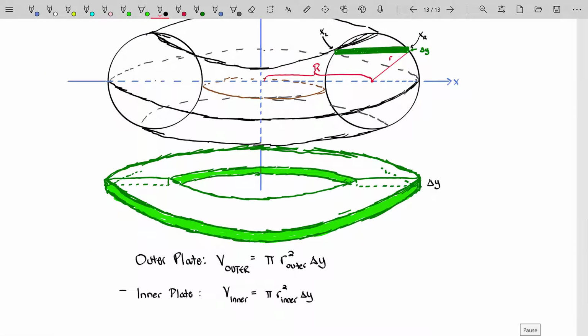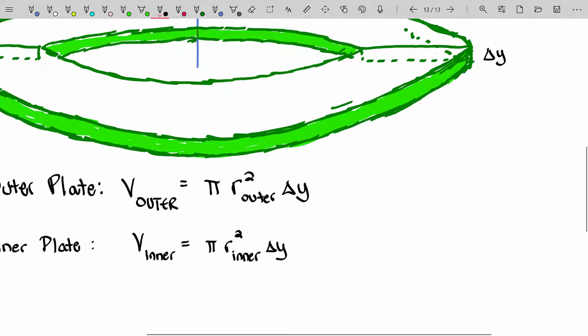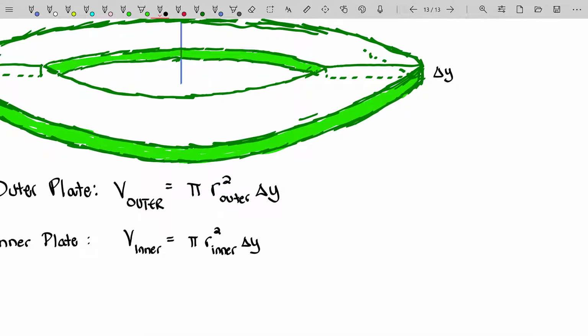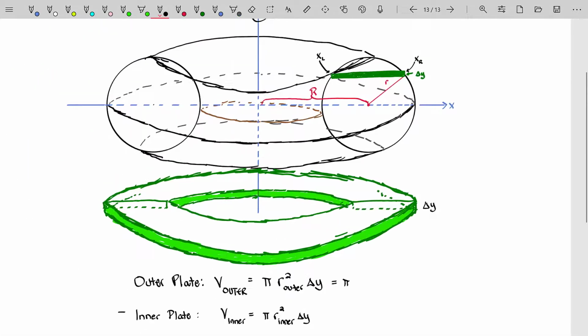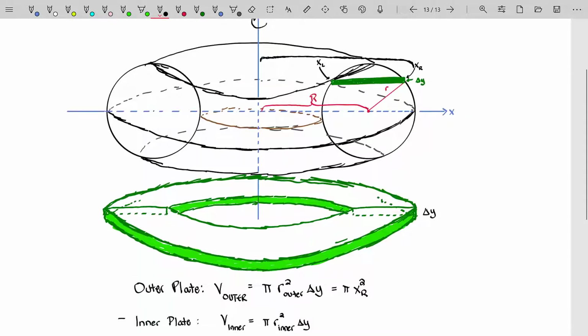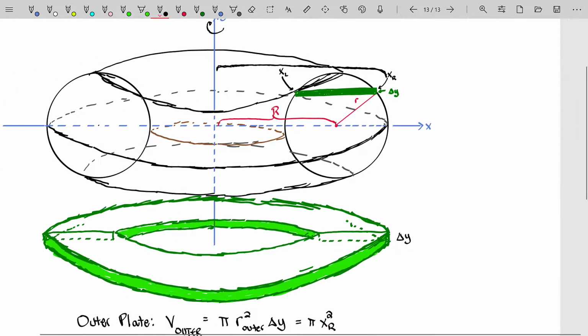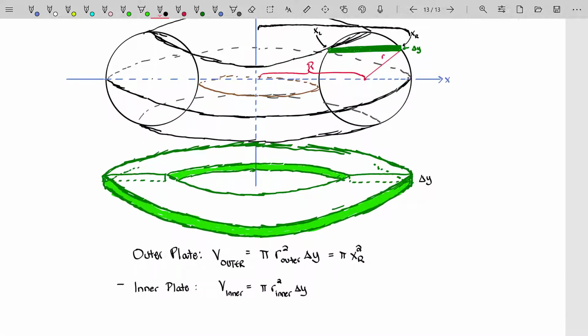Well, let's see. The outer plate, that's pi radius outer squared delta y. So let's go ahead and just say that equals here. Pi, the radius of this outer edge is this distance from the central axis of rotation all the way over to this x right value. So I'm going to call that x sub r squared because that's the x value for the right edge of our slice. That's what we're pretending it is going to be. And of course, we have a delta y there.